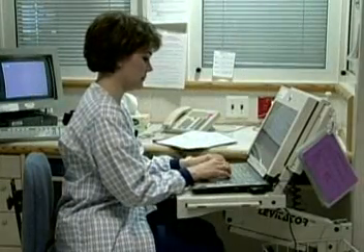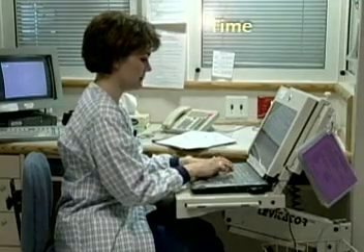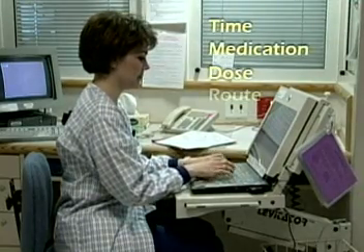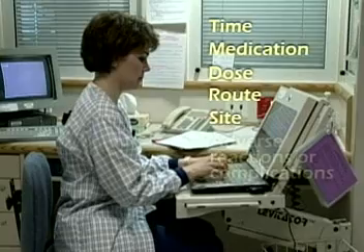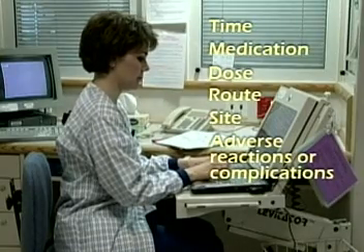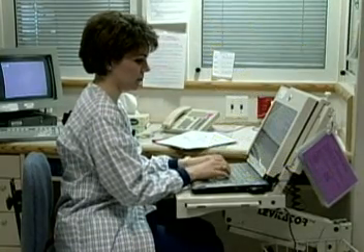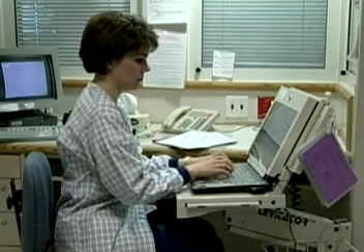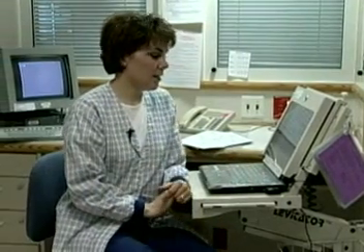On the correct patient record, document each intradermal injection. Indicate time, medication, dose, route, site, and any adverse reactions or complications. The medication administration record, or MAR, is initialed or signed by the nurse administering the medication. The type of medication and type of skin testing being done will determine when results are read. Refer to manufacturer's directions. Follow your agency's policies and procedures when administering and documenting intradermal injections.